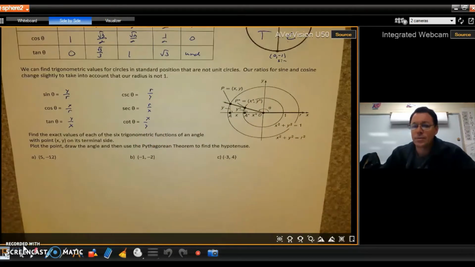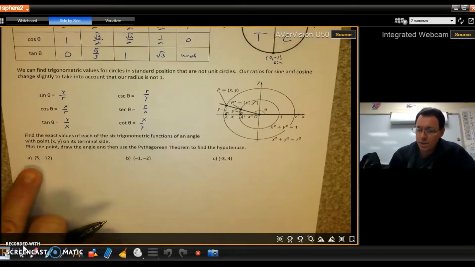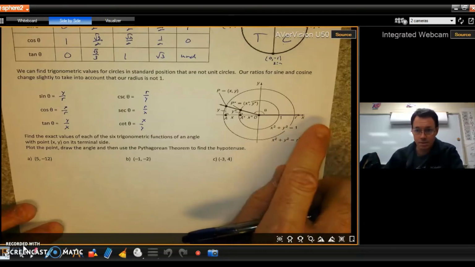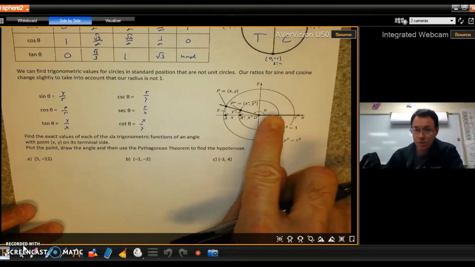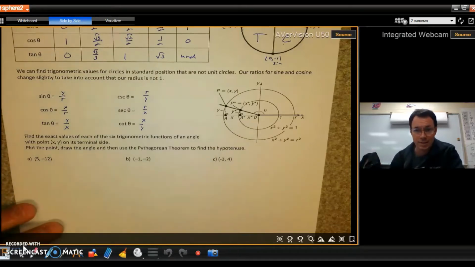Okay? So this is actually going to be easier. What are the 6 trig functions of an angle that goes through the point 5, negative 12? So this is some point just out in space. It's definitely not on a unit circle. You would have those weird fractions. So we're going to go over 5, and we're going to go down negative 12.